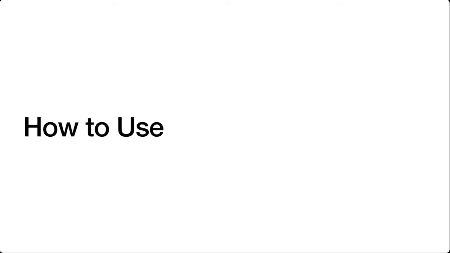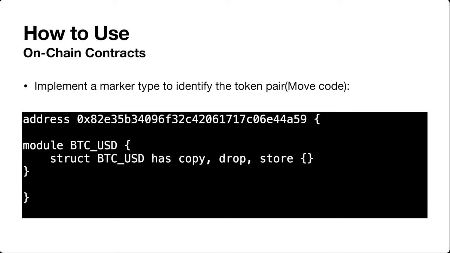Now, since we already have a price oracle implementation in Starcoin Stdlib, the next is how to use it. Let's say we want to build a Bitcoin to US dollar price oracle. First, we need to implement a marker type to identify the token pair.